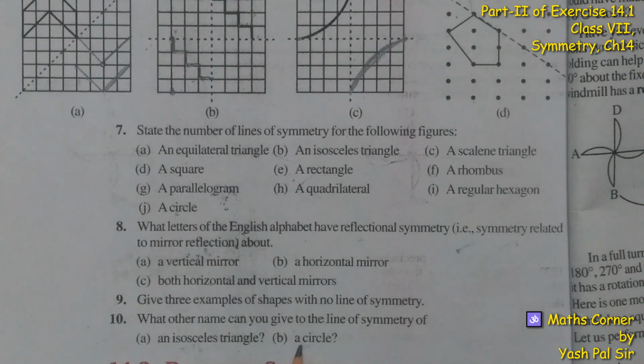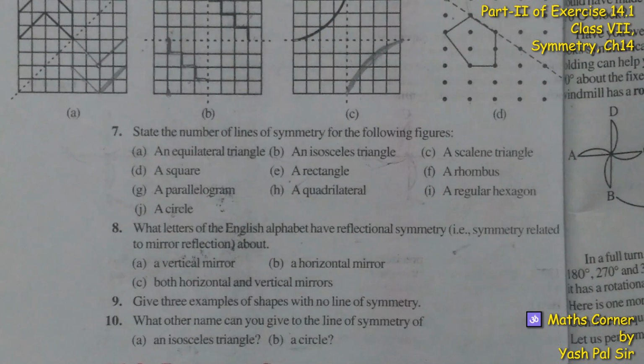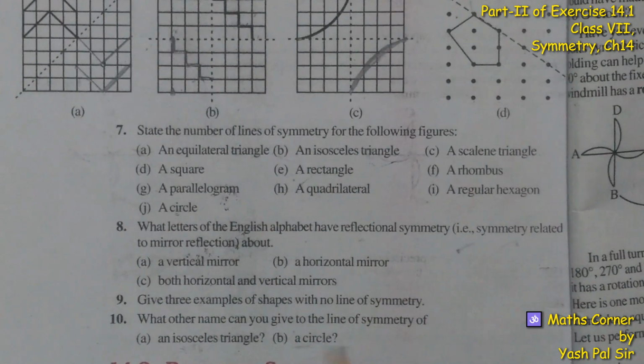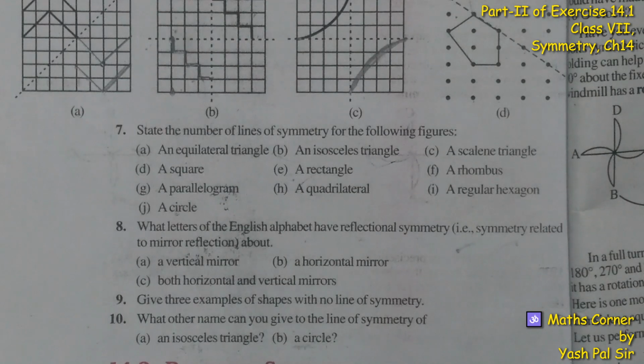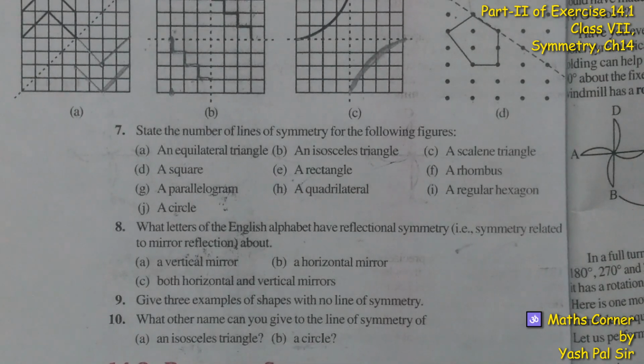For a circle, the line of symmetry may be called the diameter of the circle, because all the lines of symmetry will pass through the center, so diameter we can name this. Okay, that's all for this exercise. Thank you very much.